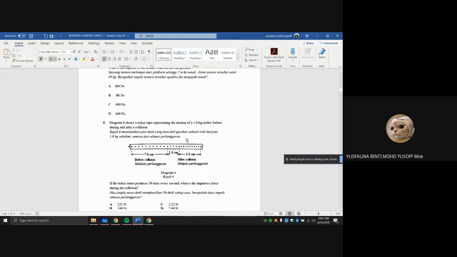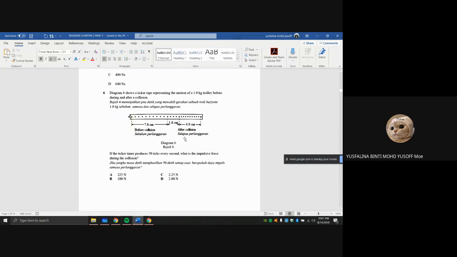Alright, for number 6, this one you have to combine what you learned, the tape, right? How to find the velocity and the time there. So let's calculate together. You try on your own first, recall what you have learned in 2.1.